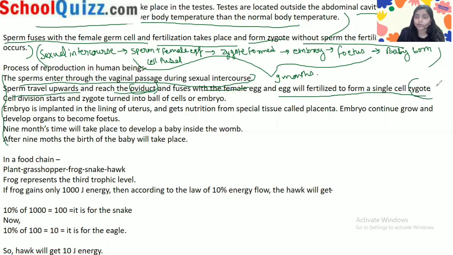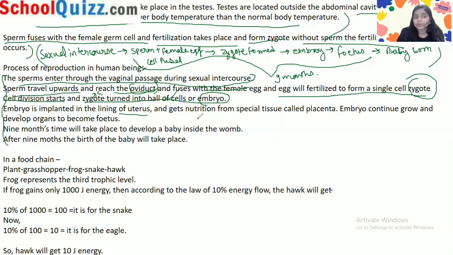And it forms a zygote. Then in the next step, cell division starts and the zygote turns into a ball of cells, or embryo. So what is an embryo? Embryo is a ball of cells, right? Because zygote is a single cell. So cell division starts in the female reproductive part, in the oviduct, and the zygote turns into an embryo. The embryo is implanted in the lining of the uterus.